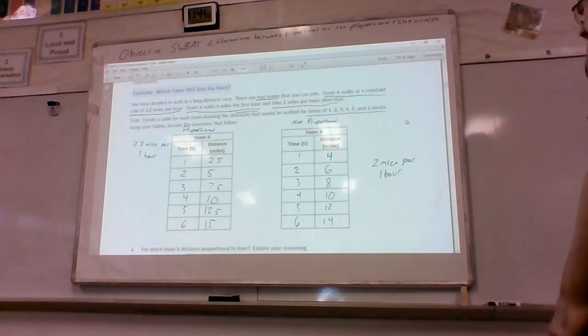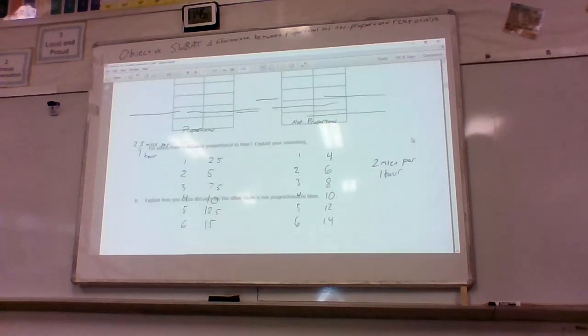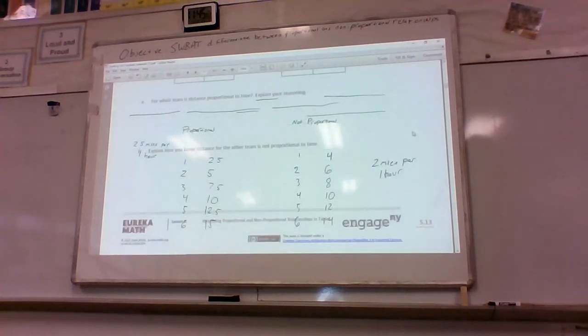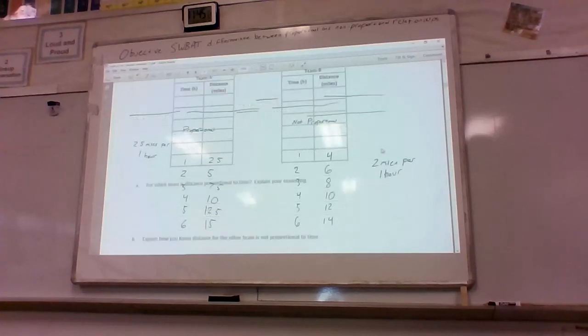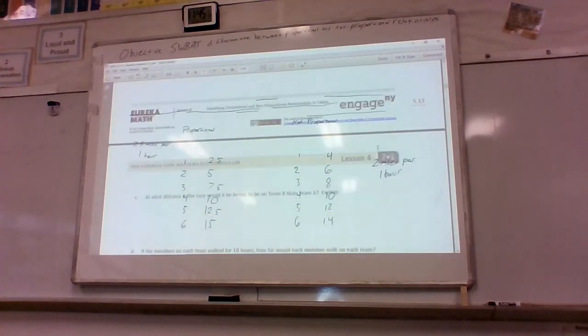And so there's our reasoning as well. Let's scroll down. I know this isn't going to match up. Let's see what other questions we have. Explain how you know distance for the other team is not proportional to time. It's because of this first piece of information right here, where they traveled 4 miles.